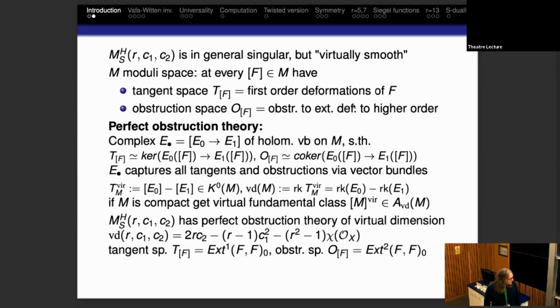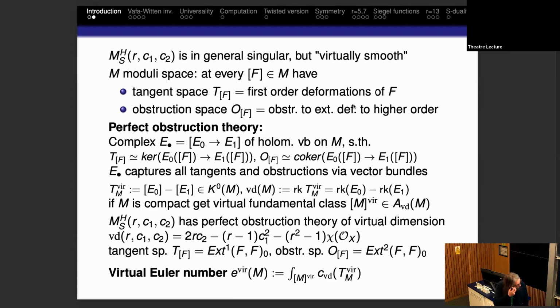In fact, the tangent space will be the trace-free Ext^1 from the sheaf to itself, and the obstruction space the trace-free Ext^2, and by Riemann-Roch one gets this dimension. And in this situation, we can define the virtual Euler number, where we just formally use the Hodge index theorem, which says that the Euler number is the integration of the top Chern class over the space. And so we do this all virtually. Okay, so this is the situation.